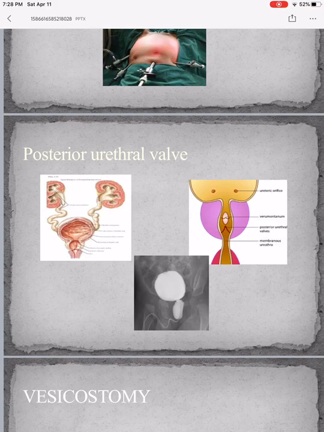Posterior urethral valve is an example of an anomaly of the urethral region, and here the valve is representing type 1 valve. We have type 2 and type 3, but when we are talking about posterior urethral valve, we usually mean type 1. The incidence is about 1 for each 5 to 8,000 live births, and the presentation is different.